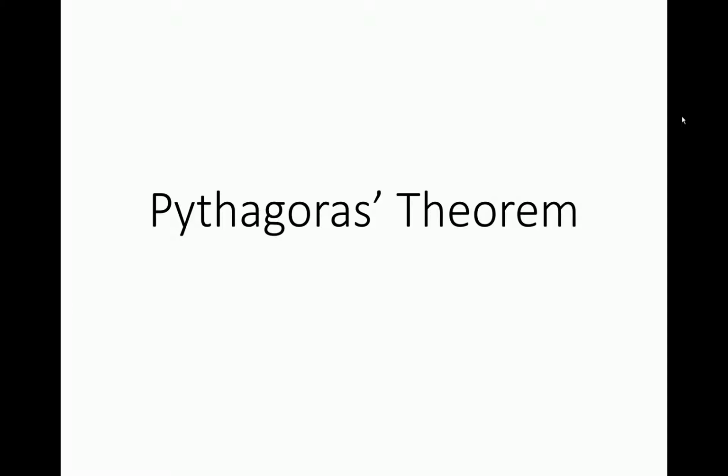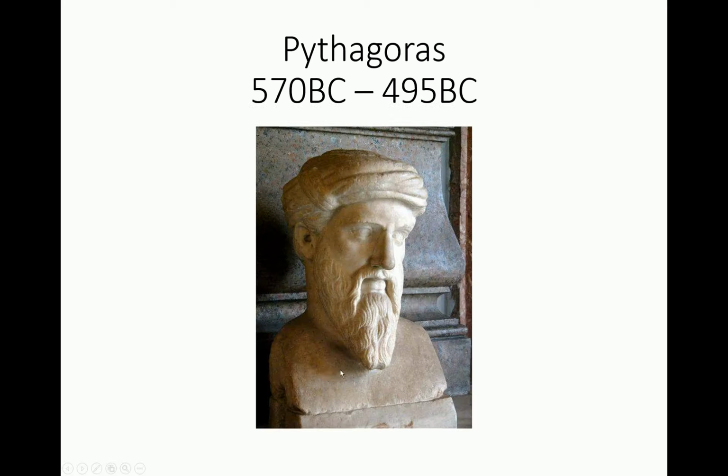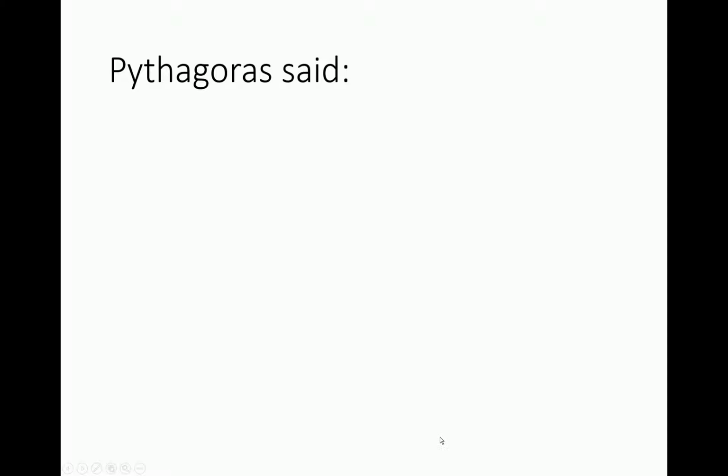Okay, we're going to look at Pythagoras' theorem today. Now, Pythagoras was a Greek philosopher and mathematician. He was born in 570 BC and he died in 495 BC. He came up with a theorem that we know as Pythagoras' theorem, which is used a lot today. Let's have a look at what that is.